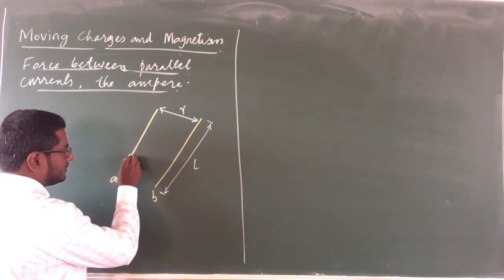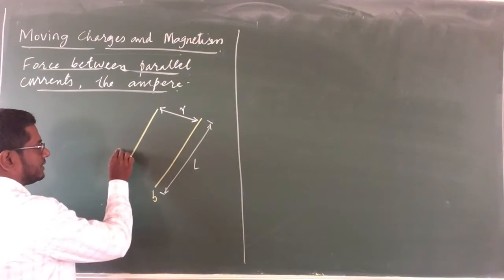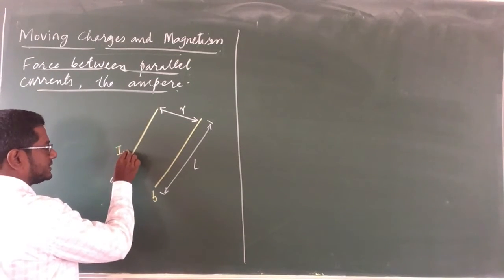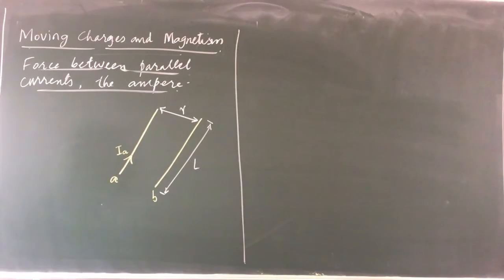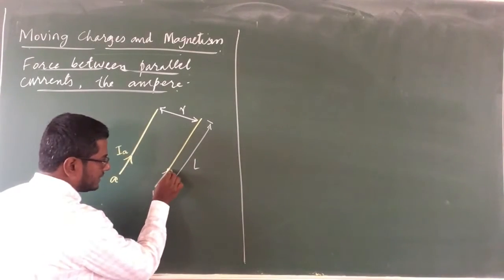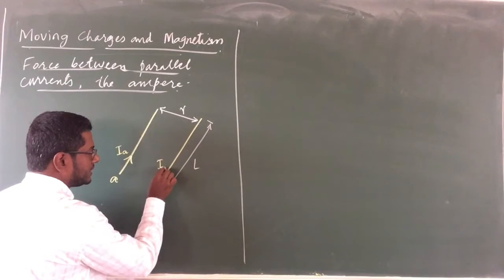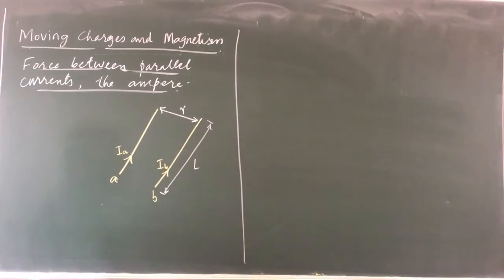The current flows in conductor A. Let's call this current IA. At the same time, another current is flowing in conductor B. Let's call that current IB. So we have two conductors, and in both the conductors there is a current flowing.